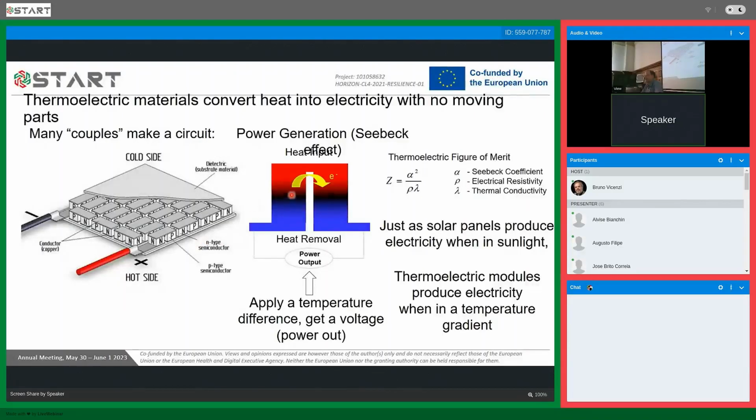out to the ZT. Well, the T is temperature, and Z is represented by these three transport properties: the Seebeck coefficient, electrical resistivity, and thermal conductivity. And again, just simply, just as solar panels produce electricity when in sunlight, thermoelectric modules can produce electricity when in a temperature gradient.